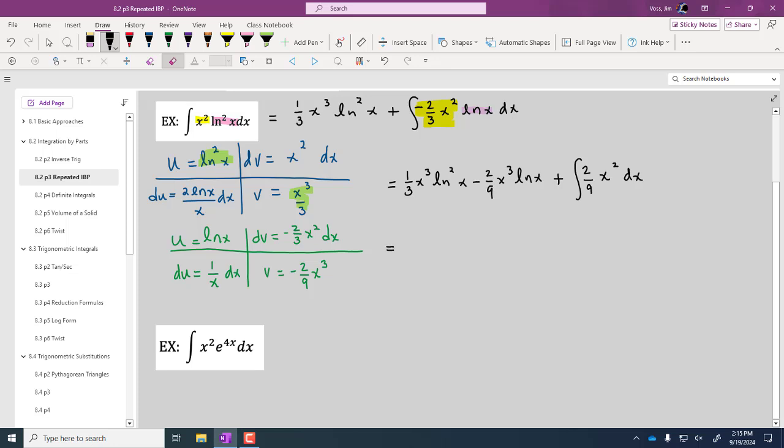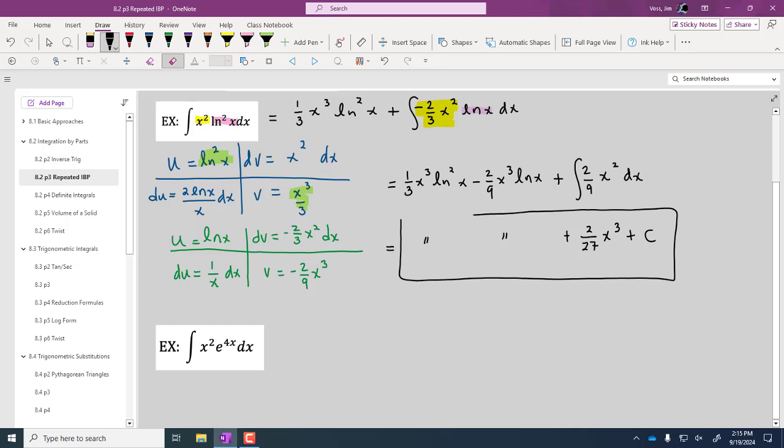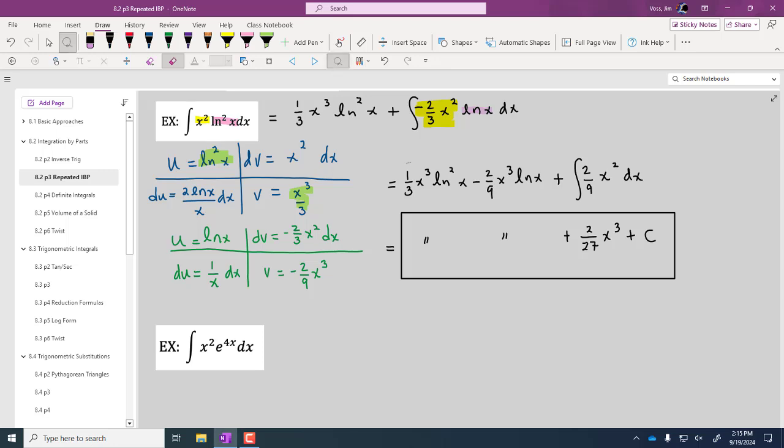So our next step, these two things just carry down. And this is going to be x cubed over 3, so we're going to get 2/27 plus c. So there is the antiderivative. All right, any questions on that? Anything cause you anxiety?